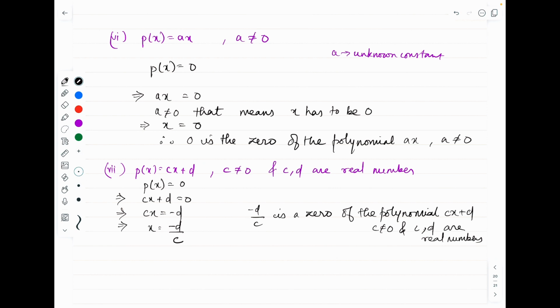So this is the second section of the chapter Polynomials. Here we have learned about the zeros of the polynomials: how to calculate the zeros of a polynomial and how to check whether a number is a zero of the polynomial or not. The third section will go in the next video.